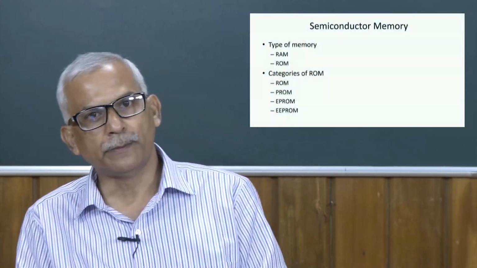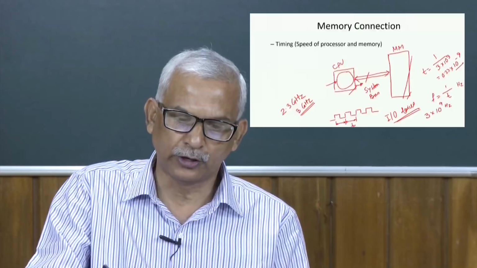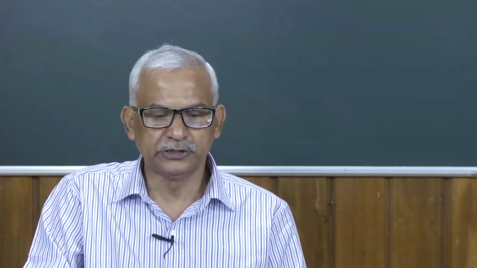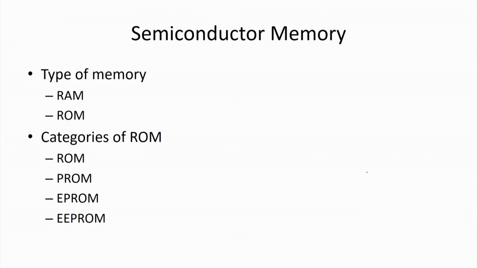So, if I look into the main memory, this is basically nothing but a semiconductor memory. In case of semiconductor memory, we can talk about two types of memory. One is your RAM, second one is your ROM. RAM stands for random access memory. So, RAM is random access memory.